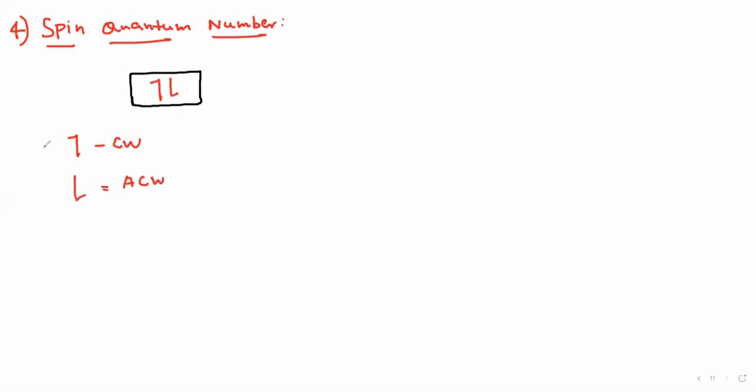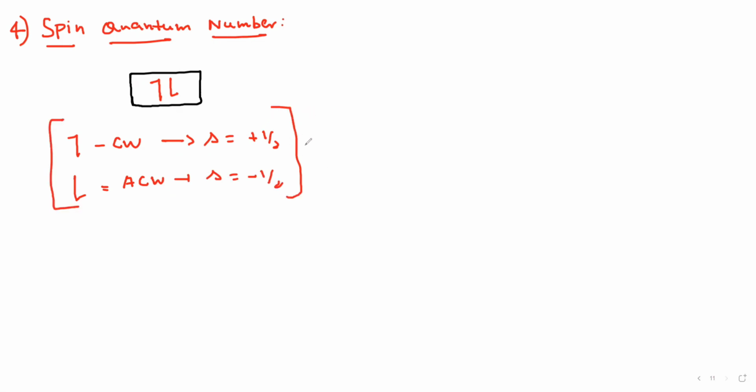Anti-clockwise. Listen. This is anti-clockwise. Now understand. What is clockwise spin? The spin value is around plus half. And this value is around minus half. This is spin quantum number. Understand? Very simple, it's a basic thing, right?